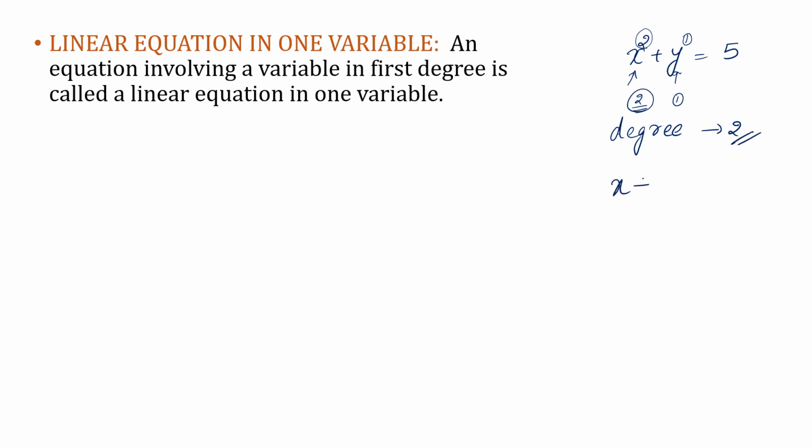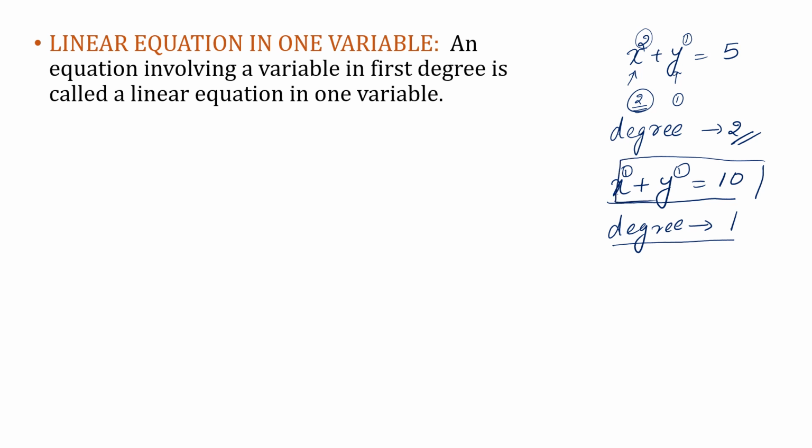Suppose that x plus y is equal to 10. In this case, what is the power? Here the power is 1 and here the power is also 1. So we have two variables and each variable has 1 as the power. So the degree of this equation is going to become 1. When the degree is 1, we call it a linear equation. So x plus y is equal to 10 is a linear equation.